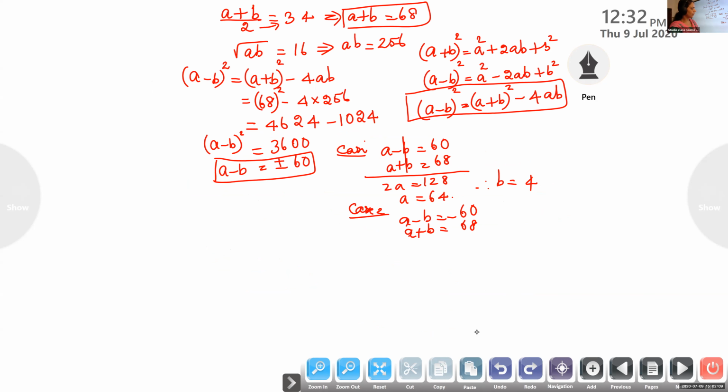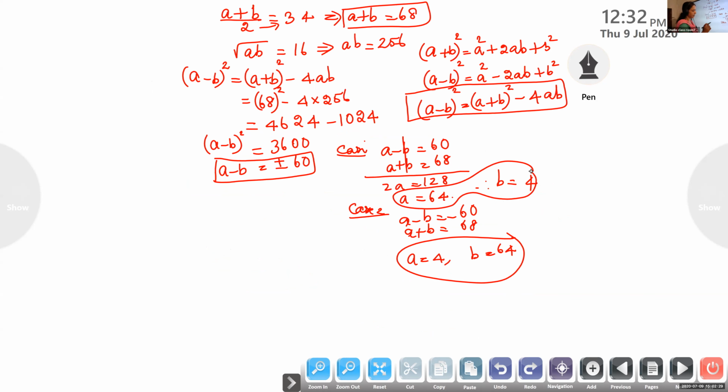Find the value of a and b. A is 4. Yes, correct. Then B is 64. So we are getting two cases. In the first case, A is 64 and B is 4. In the second case, A is 4 and B is 64.